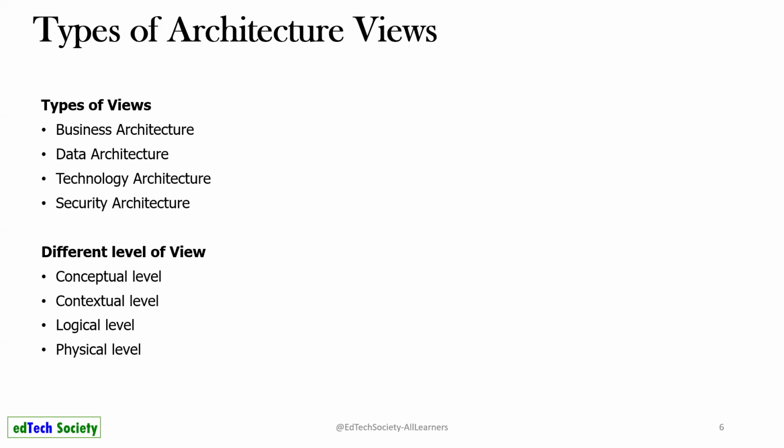Now the level of views can also be different: conceptual, contextual, logical, and physical. Just to give you an update, we are going to discuss these different levels in another video, but just to give you a glimpse, architecture views can be differentiated based on this group of levels that we mentioned here.